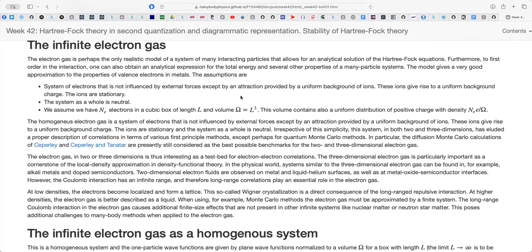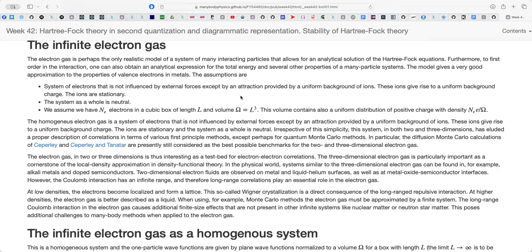And what happens in this case is that this uniform background of ions will subtract exactly the direct term in the expectation value of the energy. So that means that we're only left with the exchange term for the energy.